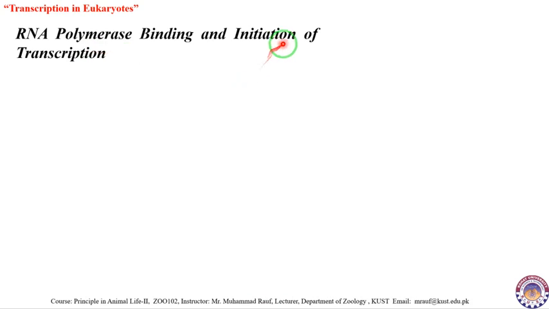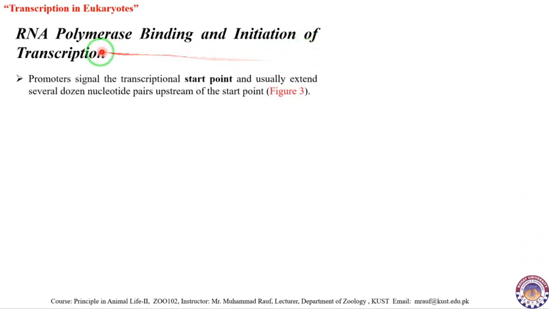RNA polymerase binding and initiation of transcription. The promoter signals the transcriptional start point and usually extends several dozen nucleotide pairs upstream of the start point. The promoter is a region which is located several nucleotides upstream of the actual region which is being copied.